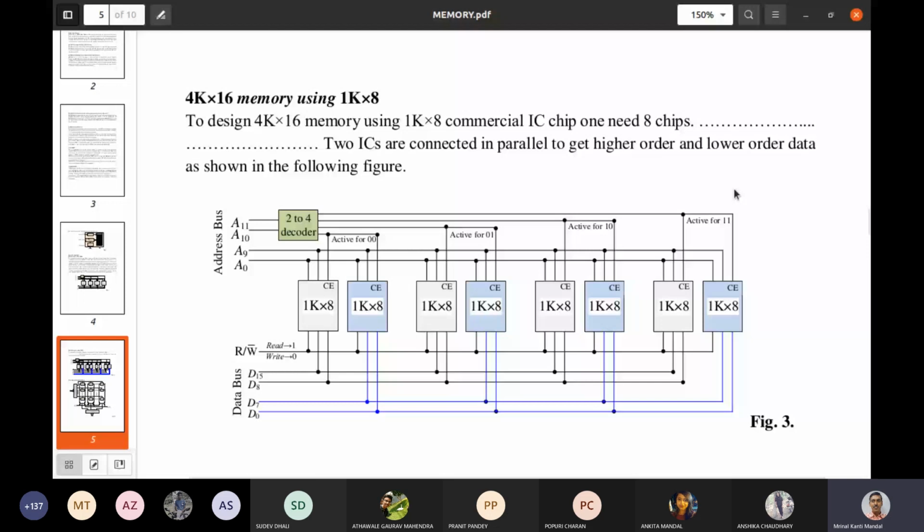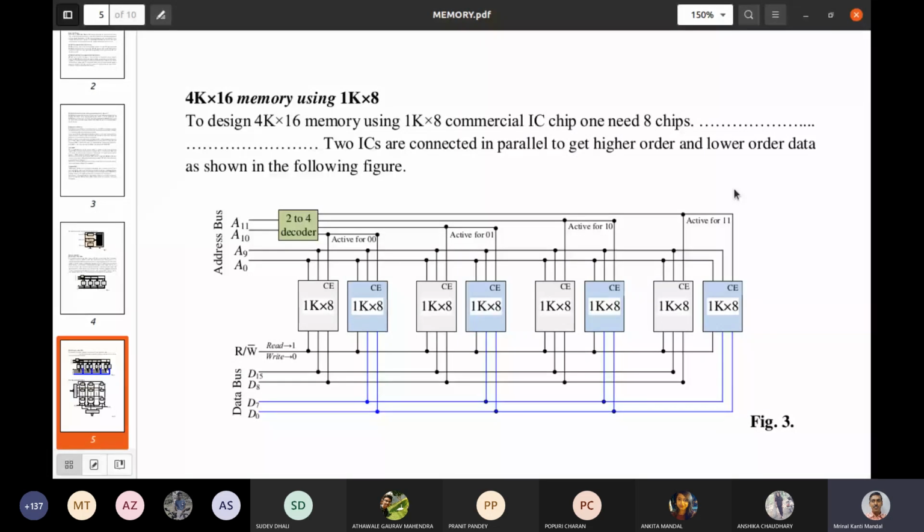That is starting from your LSB to 8 bit, and the other one will give you the 9th bit to MSB, right? That we have to collect from the other IC. So 2 ICs are connected in parallel, then we will get 16 bit. So the configuration or connection will be almost the same as the previous case, but in this situation, we have to use 2 parallel ICs for getting the lower order data and higher order data.